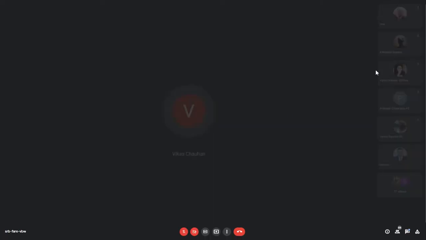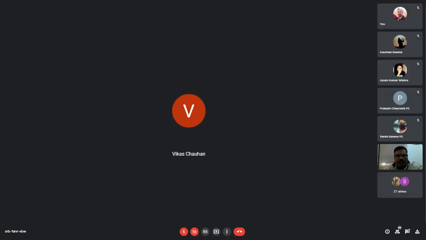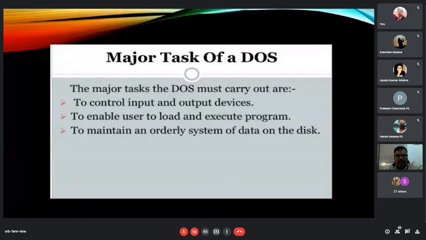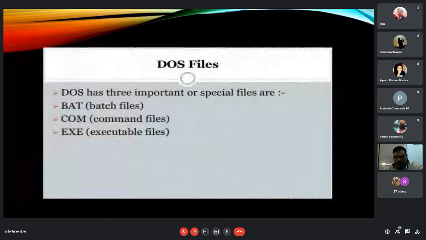Now, the major tasks of DOS are to control input and output devices, to enable users to load and execute programs, and to maintain an orderly system of data on the disk. DOS files: there are three important or special files: batch file, command file, executable file.